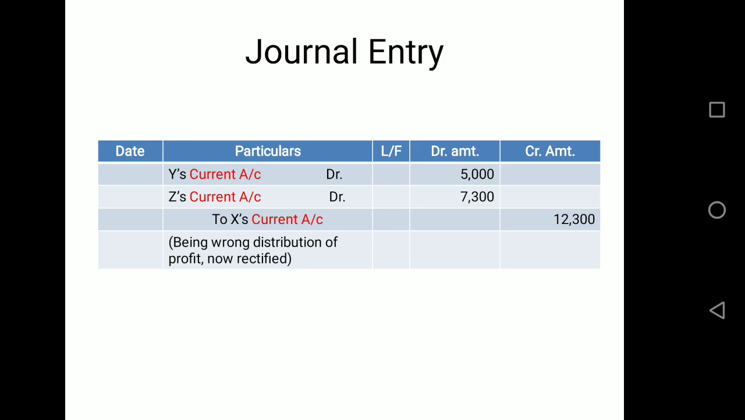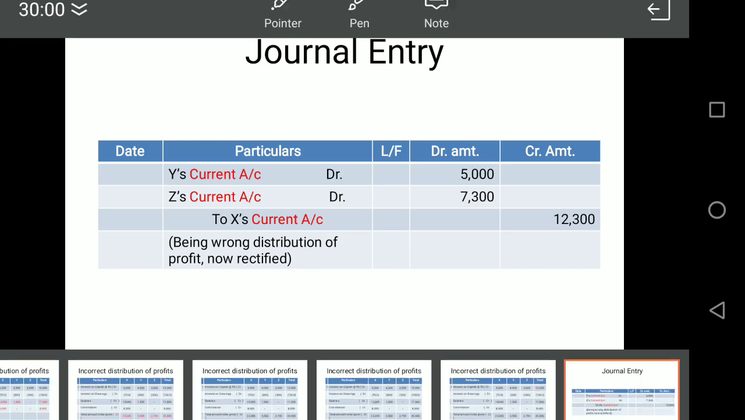Journal entry: as the capitals of the partners were fixed, the journal entry should be passed through the current account. So Y's current account is to be debited, Z's current account is to be debited, and X is to be credited with rupees 12,300. So in this way, this is to be done.